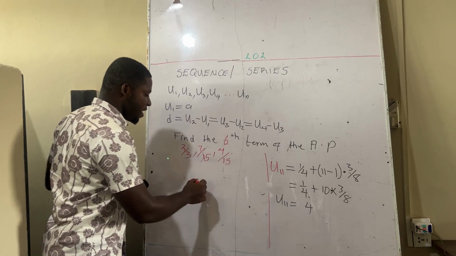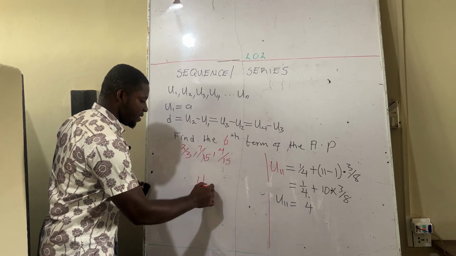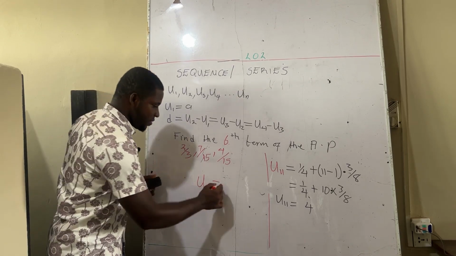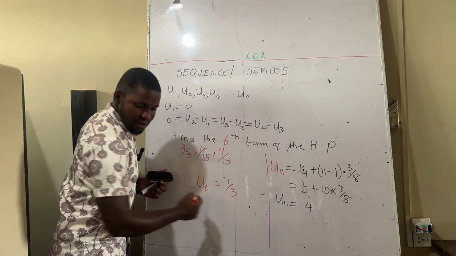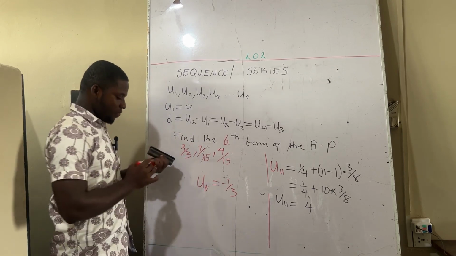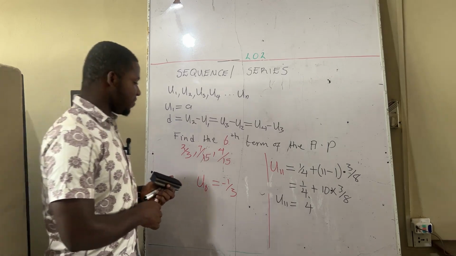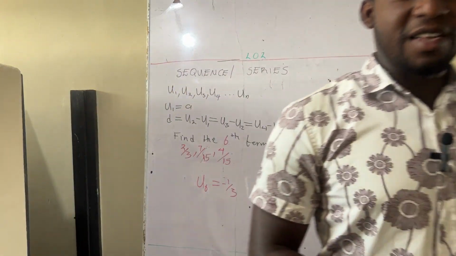The answer is U6 equal to negative 1 on 3. I'm waiting for your answer. Solve it.